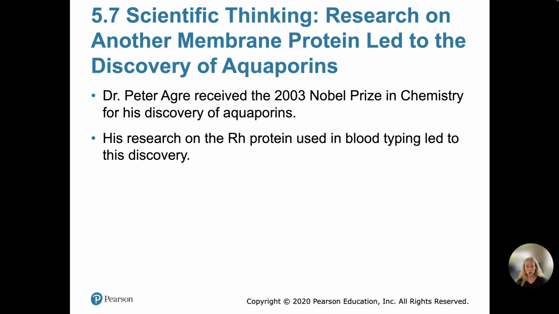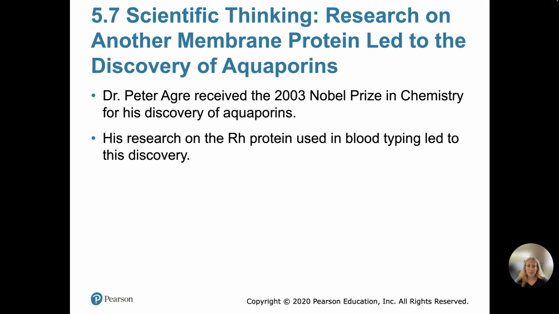And he had isolated two types of proteins. One was the Rh protein. The other was a smaller protein that he believed was a part of the Rh protein. But when they fluorescently tagged them, they realized that the smaller protein was not part of the Rh protein at all. And upon examining other types of cells, they realized that this smaller protein was found in really high abundance in red blood cells and in kidney cells.